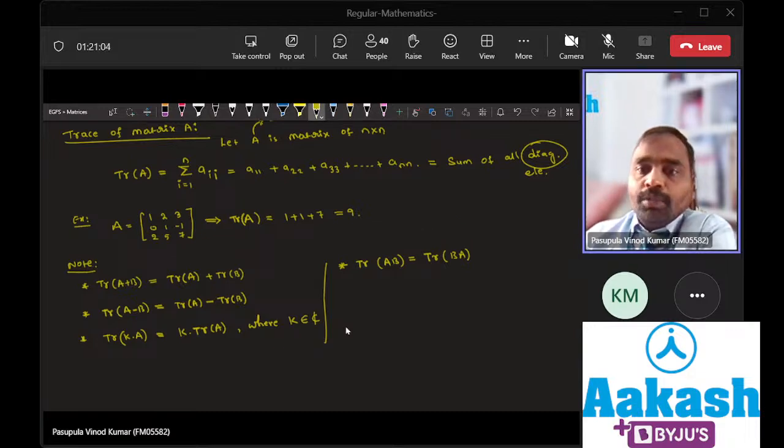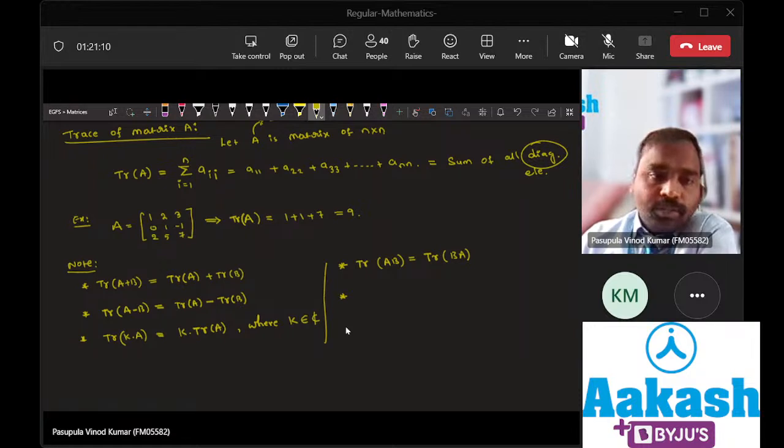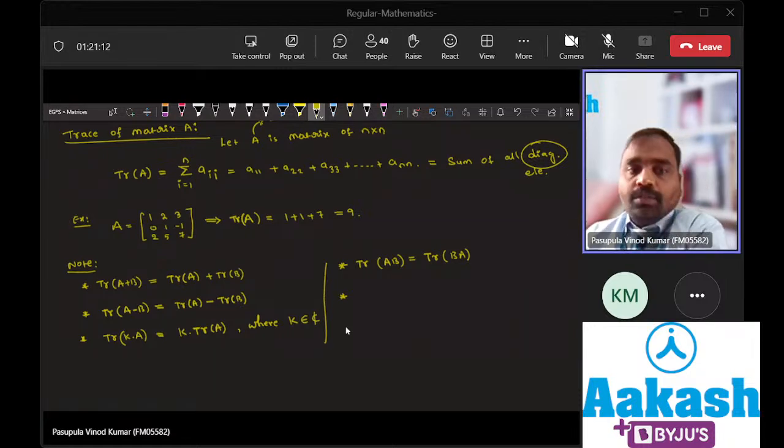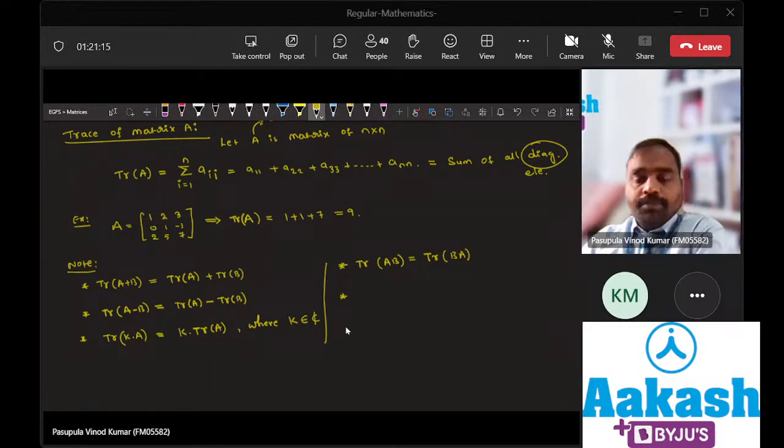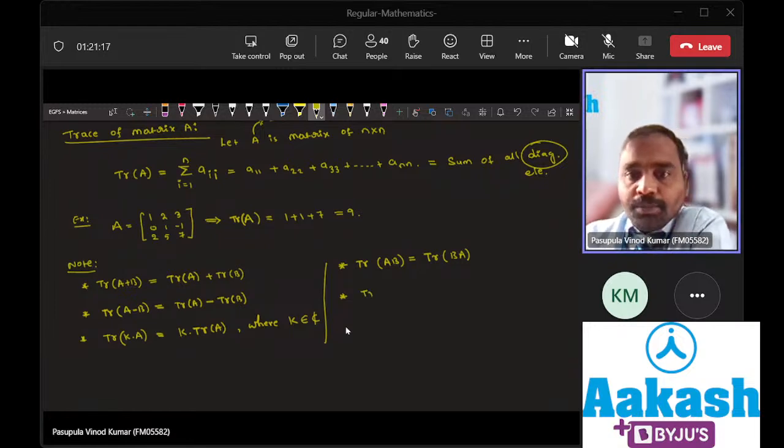If both multiplications exist, right? So next, trace of... So these are some basic properties. And trace of A transpose. Trace of A transpose is equal to what?